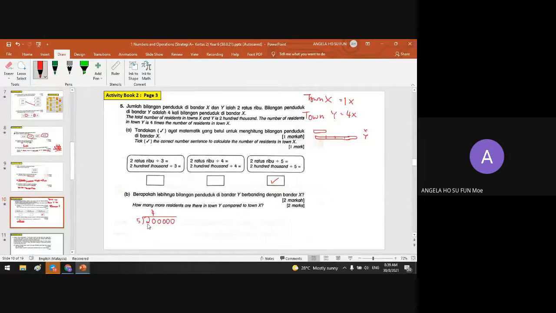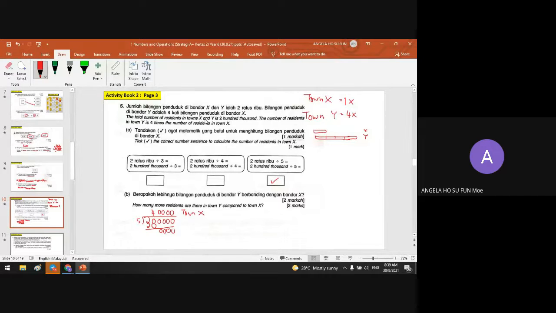5 times 4 is 20, right? So you have 1, 2, 3, 4, 0 left. So I just add 1, 2, 3, 4, 0. Means that this is the resident in town X when I divide by 5 just now. Okay, this is town X, only 1 part.